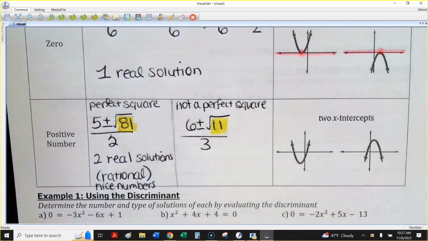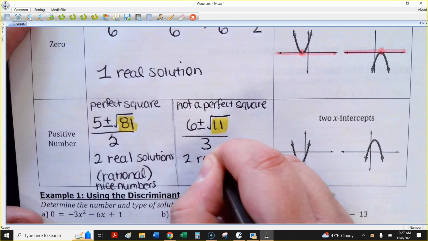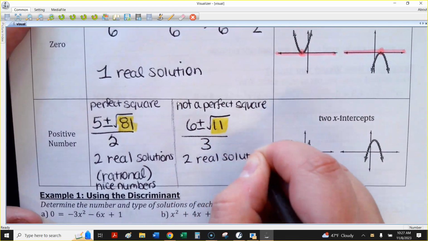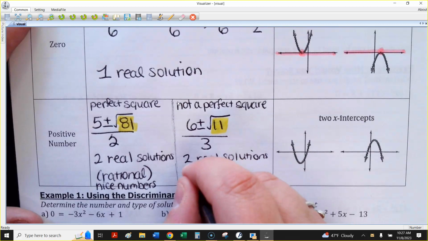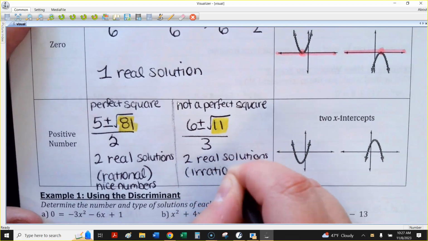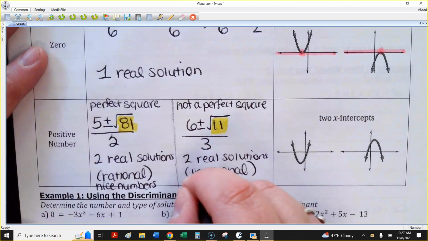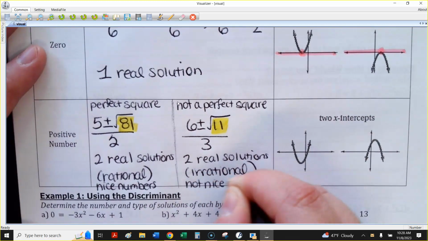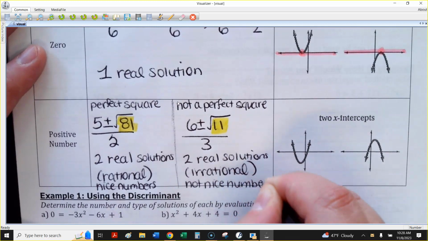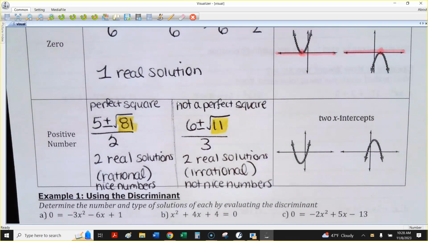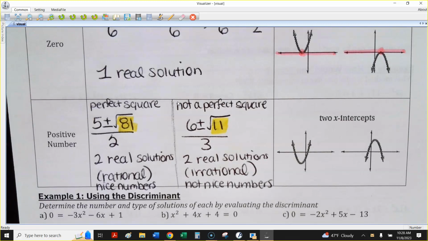So in my little example, I'm taking 6 plus or minus an irrational number and dividing it by 3. You're still going to have 2 real solutions, but these are both going to be irrational, which just means they can't be written as a fraction. So these would be not nice numbers; we'd have to round to the nearest hundredth or something like that. So if you get a positive number under your square root in the quadratic formula, you have 2 real answers. If it's a perfect square, you have 2 nice answers. If it's not a perfect square, you have 2 not so nice answers.